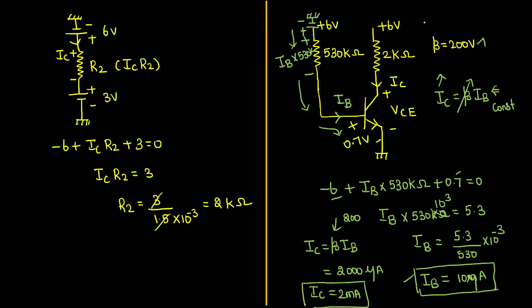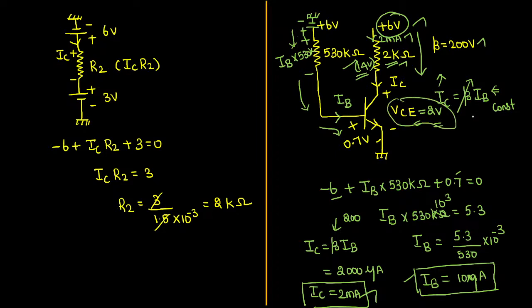Now if you apply KVL for the outer loop, the only unknown is what we see there. If this value becomes 2 milliampere, this current will become 2 milliampere. 2 milliampere into 2 kilo ohm will give you 4 volts drop here. Out of 6 volts, 4 volts will be dropped across the resistor. Then the collector to emitter voltage will become 2, because from 6, 4 volts is dropped. The remaining 2 will be your collector to emitter voltage. So the answer is 2 volts, 2 milliampere are the new values.